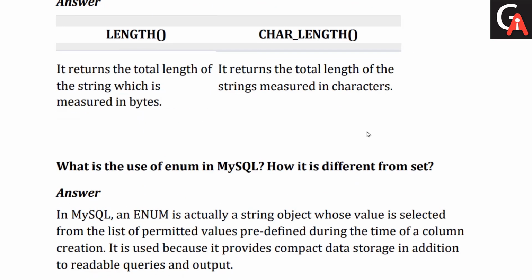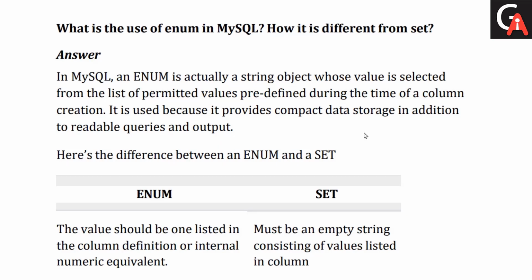Clear? Let's move forward. What is the use of ENUM in MySQL? How is it different from SET? In MySQL an ENUM is a string object whose value is selected from a list of permitted values predefined during column creation. It is used because it provides compact data storage in addition to readable queries and output.